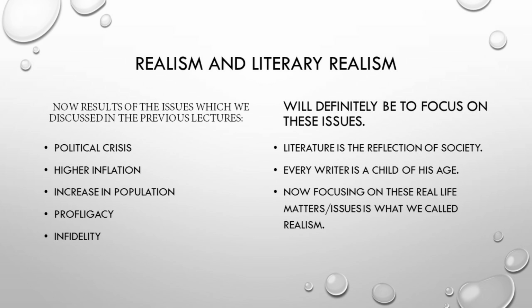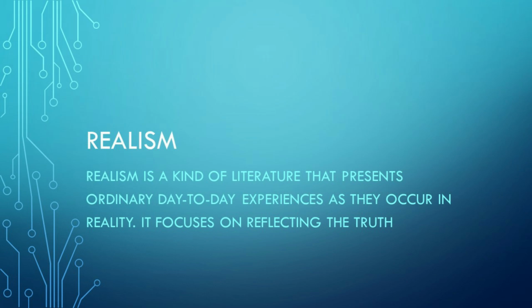So rather than focus on imaginative words and utopian societies and write about all the stuff that is imaginative, they would definitely focus on real life matters, the real life issues. Now, if they are focusing on these real life matters and real life issues, that is what we call realism. So, realism is a kind of literature that presents ordinary day to day experiences as they occur in reality. So, all the things that occur in reality, realism focuses on reflecting the truth rather than presenting supernatural elements, or you can say imaginative elements.